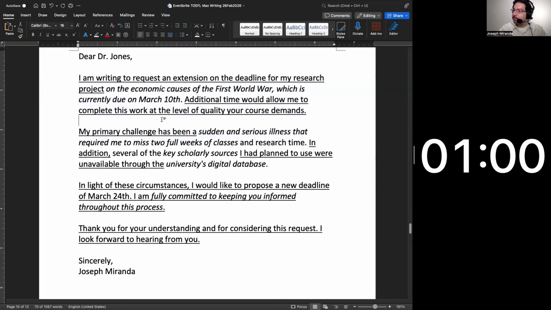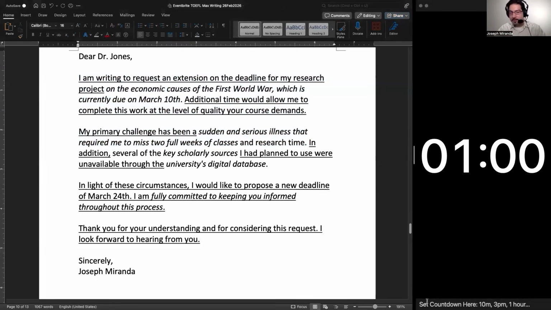So I'm going to give you two minutes to read and study this to kind of get the idea of the template, of the structure, of the pattern, and then we'll move on to question 3. So two minutes.